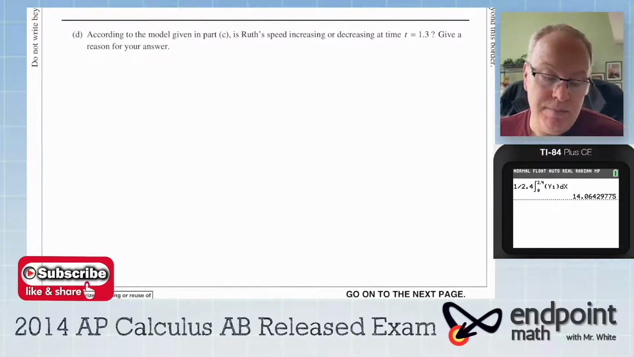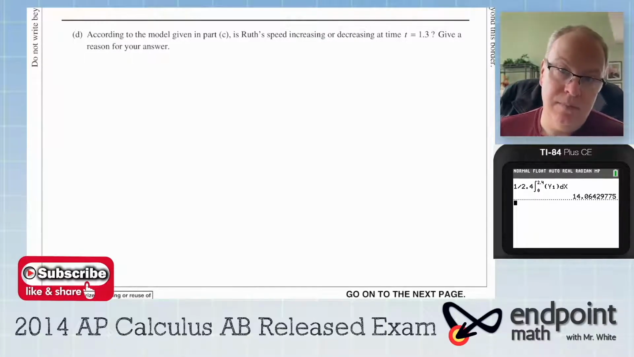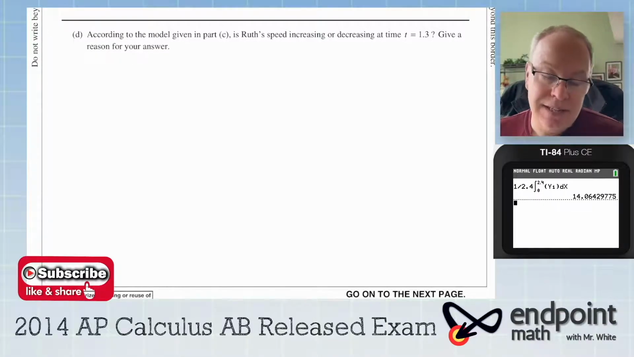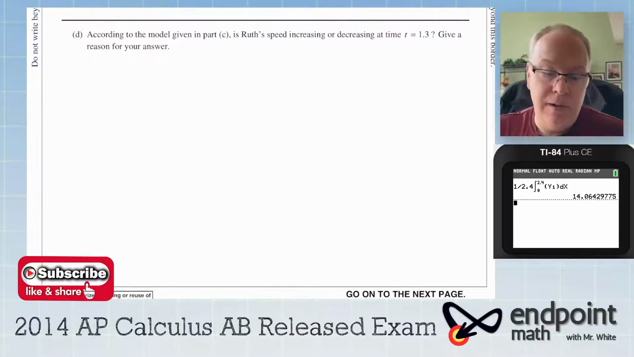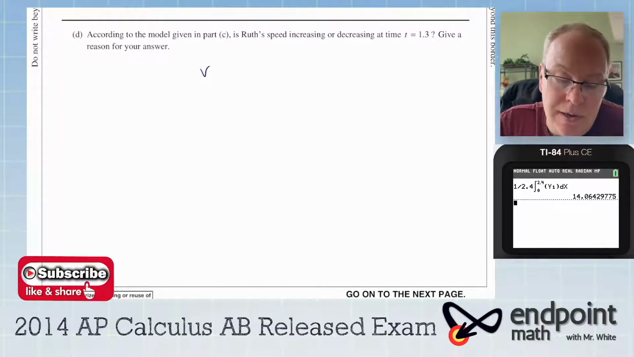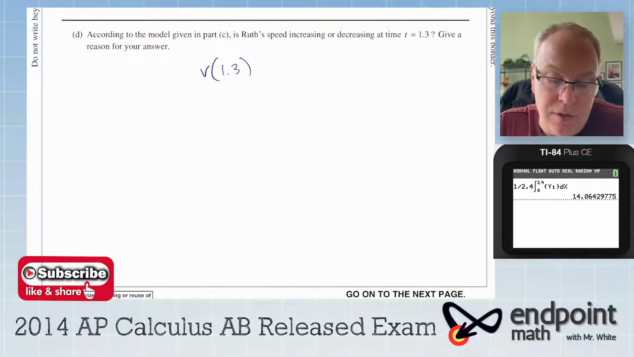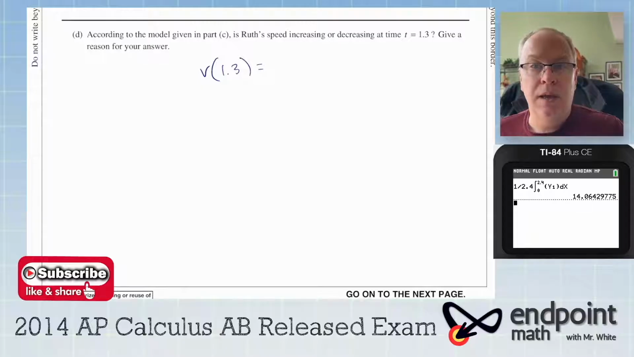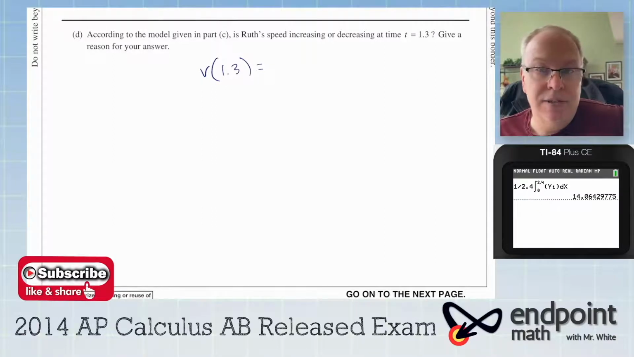So according to the model given in part C, Ruth's speed, increasing or decreasing at time t equals 1.3. Now 1.3 isn't in that table, so we have to use that function to figure out, first of all, what is the velocity at 1.3. Now the good news is I've stored it in y1. Let me remind you, here it is. It's in y1. Now I have to set x to that number though.